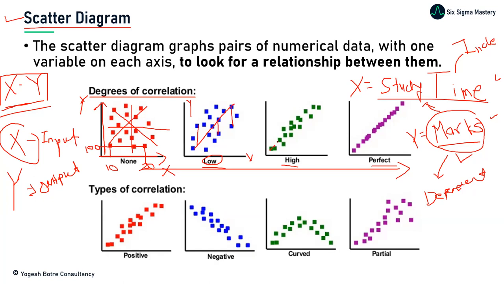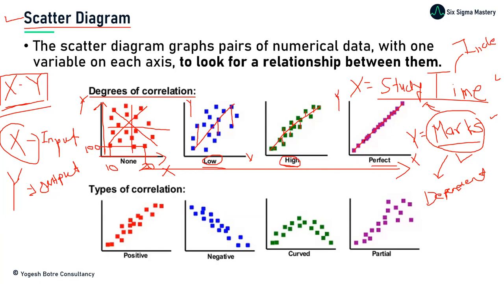Here we can draw the line with much more confidence. Now the data points are not that much away from the line, right? Close to the line, and this is called high. And perfect means all the data points are exactly on the line. X and Y are having a perfect relationship.